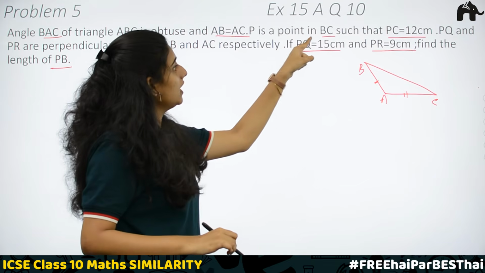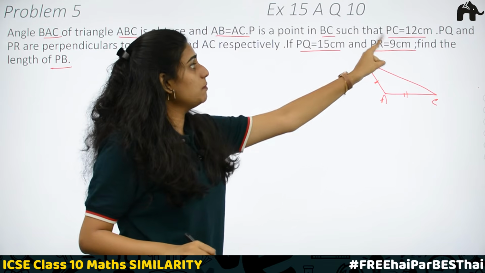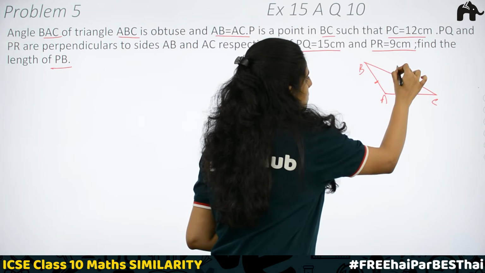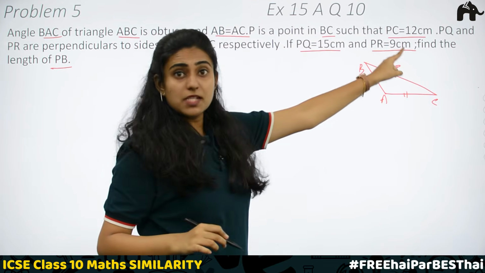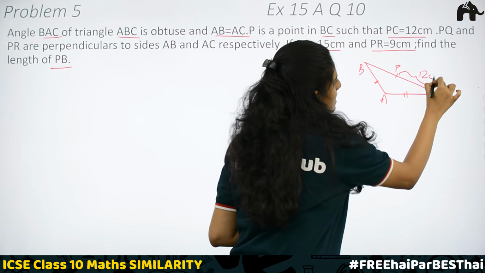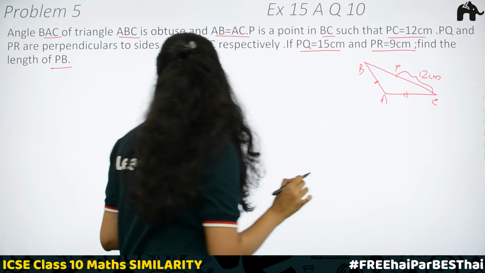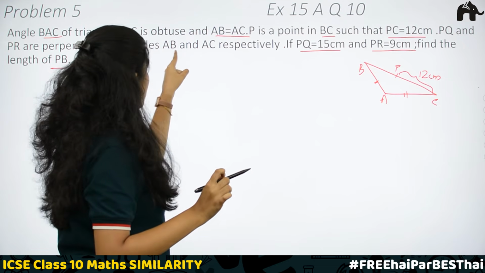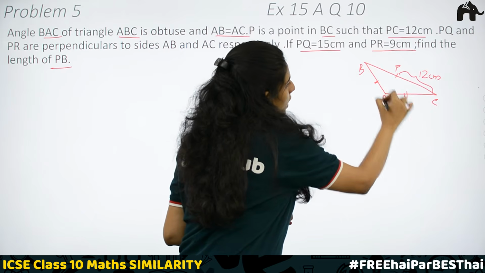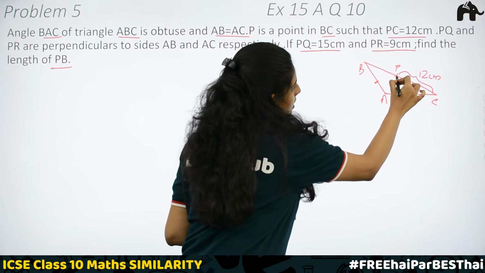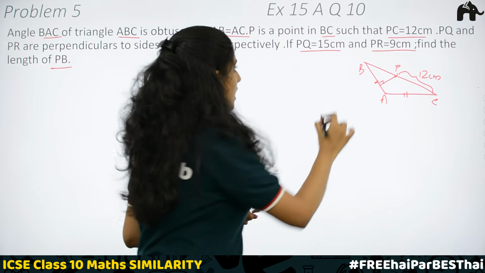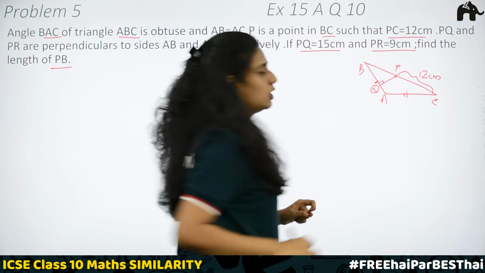P is a point on BC such that PC is equal to 12 cm. I am considering a point P here and given PC is equal to 12 cm. PQ and PR are perpendicular to sides AB and AC. From P to AB, I am drawing a perpendicular. So this angle is 90 degrees and this point is Q.